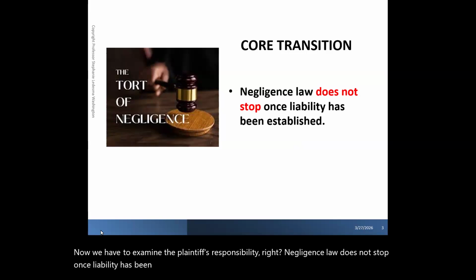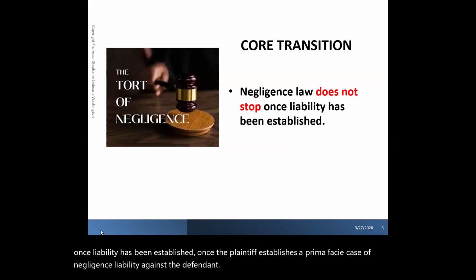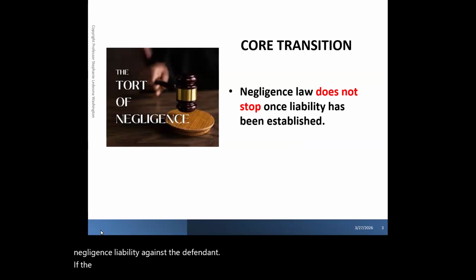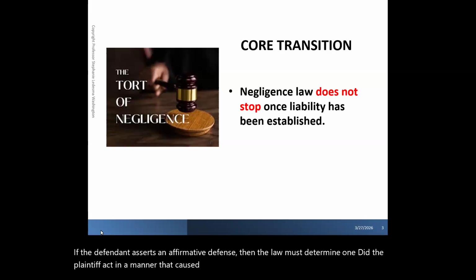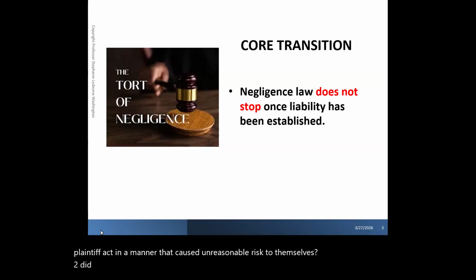Once the plaintiff establishes a prima facie case of negligence liability against the defendant, if the defendant asserts an affirmative defense, then the law must determine, one, did the plaintiff act in a manner that caused unreasonable risk to themselves? Two, did the plaintiff's unreasonable risk conduct contribute to their own injury? Three, if so, then what is the legal consequence going to be?